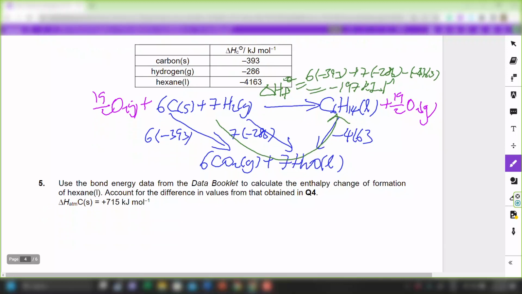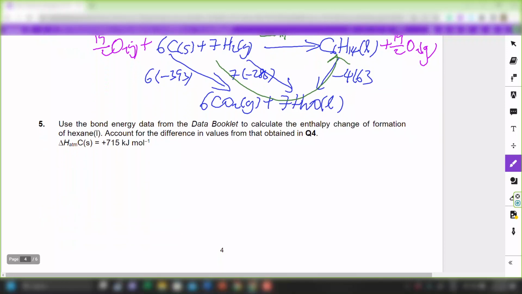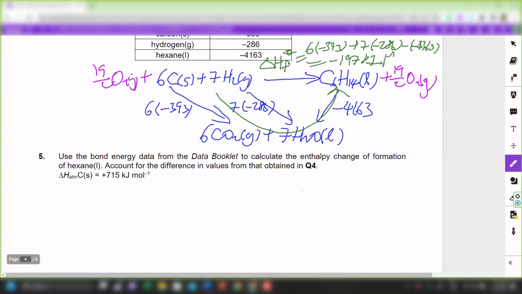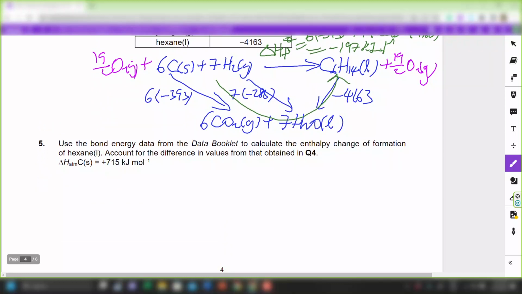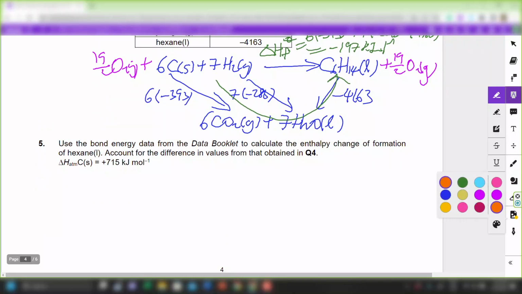Okay, and then for question 5, it reads, use the bond energy data from the data booklet to calculate the enthalpy change of formation of hexane. So this is a slightly different approach. I need to use the data booklet to calculate the enthalpy change of formation of hexane. And then we are supposed to account for the difference in values from that obtained in question 4.